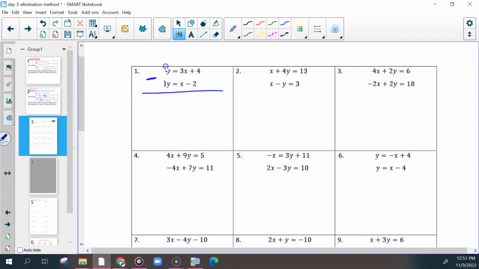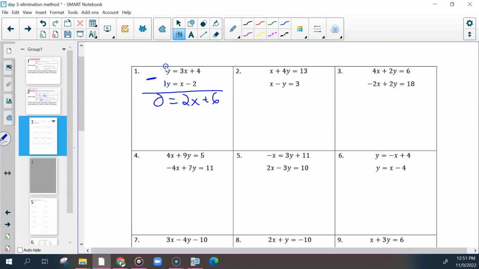So y minus y would give us 0. 3x minus x would give us 2x. 4 minus a negative 2, be careful with your negatives, it's really going to be a plus 6. Double check your math in your calculator, especially when we end up with a lot of minus minus. Questions so far?